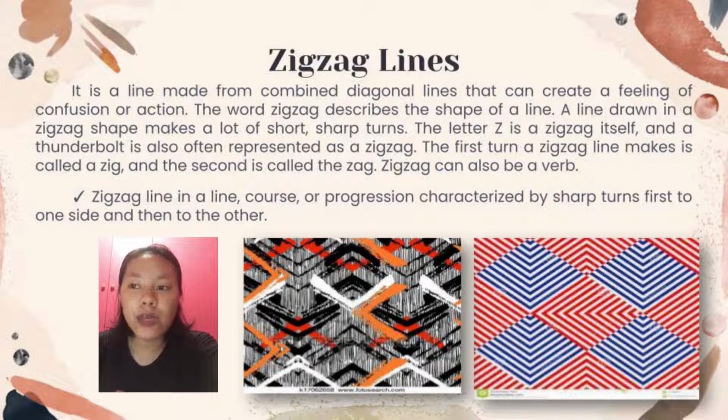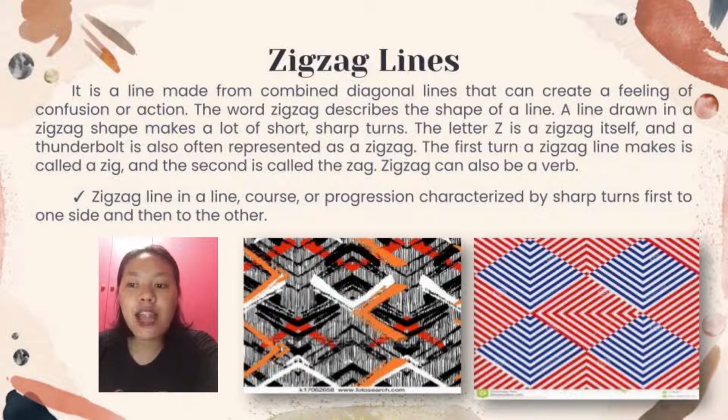Zigzag can also be a verb. Zigzag is a line, course or progression characterized by sharp turns, first to one side and then to the other. Zigzag lines are a series of diagonal lines joined at ends. They can convey action and excitement, as well as restlessness and anxiety.